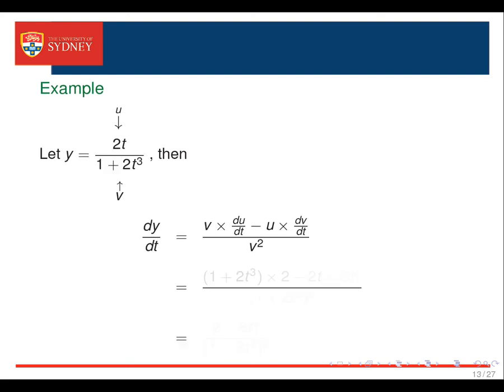Here's another example. Denoting the numerator function 2t by u and the denominator function 1 plus 2t cubed by v, the derivative dy dt is given by v, that is 1 plus 2t cubed, times the derivative of u, which is just 2, minus u itself, that is 2t, times the derivative of v, which is 6t squared. And this is all over the function v squared, that is 1 plus 2t cubed, all squared. And this gives us the following upon simplifying.